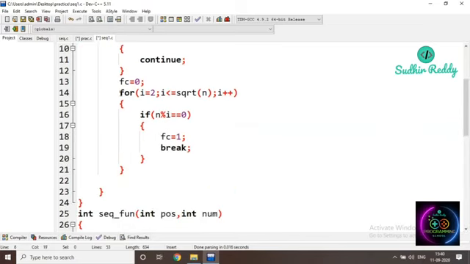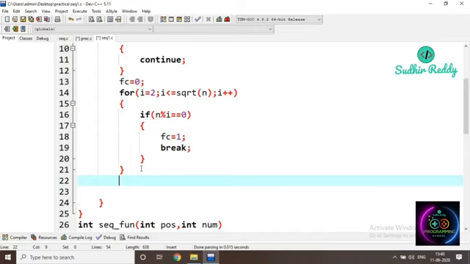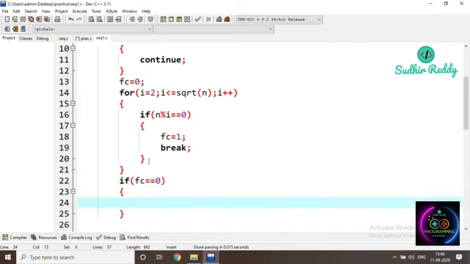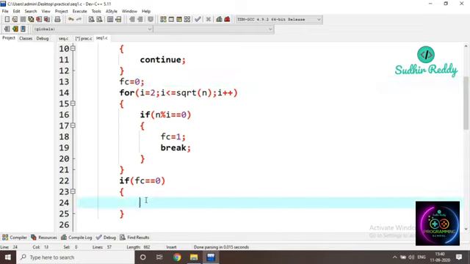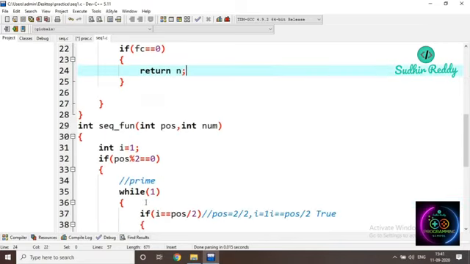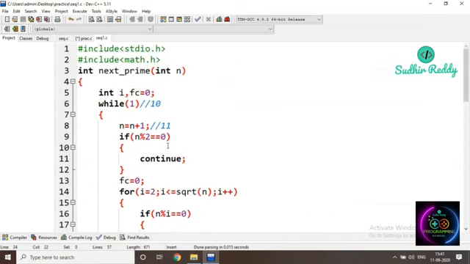In this way, this logic is going to be working here. Every time we have to reset the fc value. Fc becomes 0 every time. Now, if fc is equal to 0, for example, for the 11, it is not divisible by any other number other than 1 and 11. That means fc becomes 0 here. Now I am going to return that n. That's it, nothing else. Now it is going to be return n. This is the functionality of next prime number.